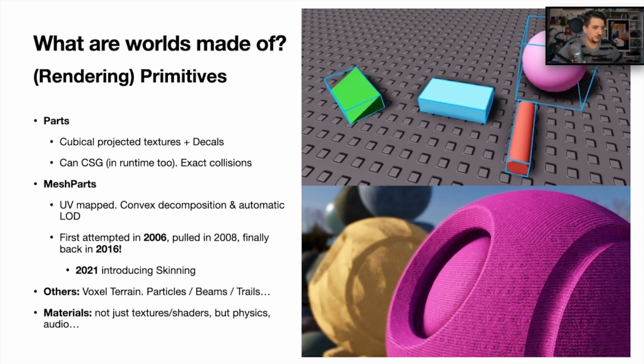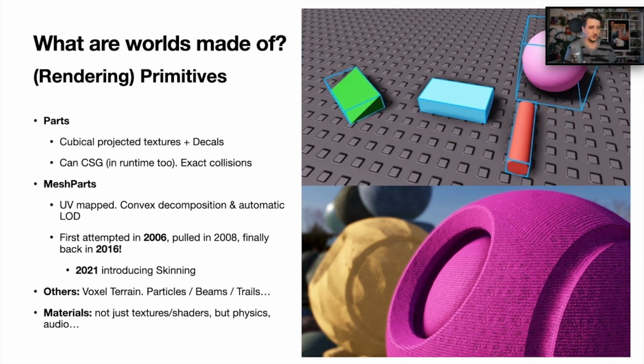The other main kind of object type for 3D graphics are mesh parts, and those can be UV mapped, or you can just use the cubical projection as well. They get convex decomposition for physics, and we have an automatic LOD system, so the meshes can change their fidelity based on distance. And even adding mesh parts, which, I mean, meshes in a 3D engine, it's kind of obvious, right? But it was really not easy.